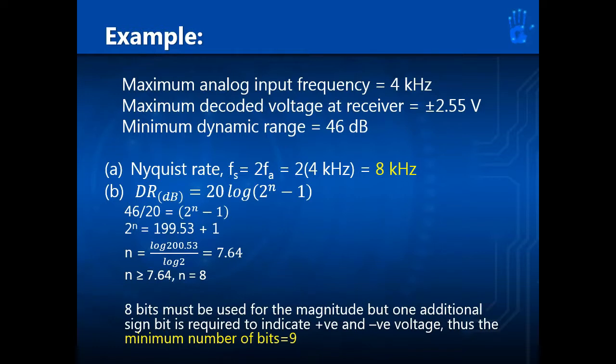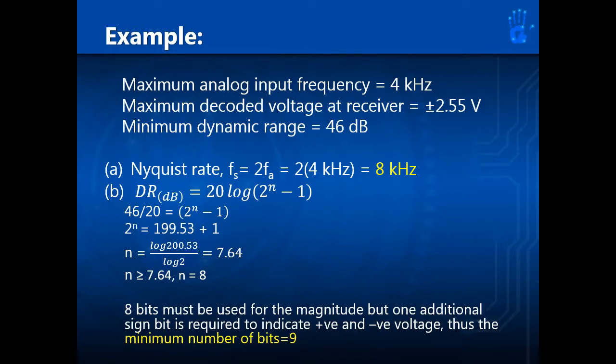So let's use the formula. Dynamic range in decibel is equal to 20 log of 2 raised to n minus 1. So simplifying the equation, we have 46 divided by 20 equals log of 2 raised to n minus 1. And further simplification would produce n equals 7.64. Now we cannot use 7.64 number of bits, so we have to round that up to n equals 8.